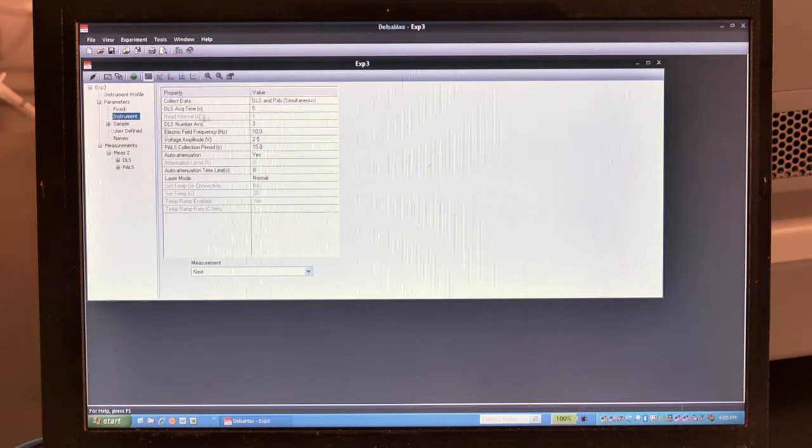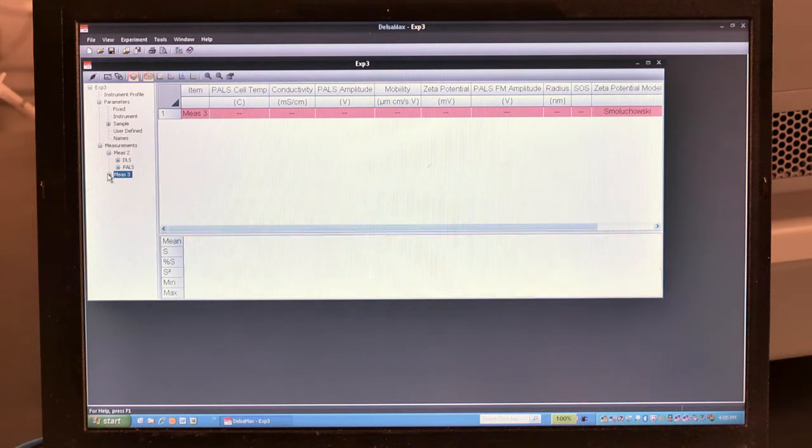So I'm going to go with parameters. I'm going to enter in those parameters: 8 seconds of acquisition, 10 acquisitions. I'm going to run zeta potential for the full 80 seconds to get an accurate stability measurement. And then we just press go on the start button.